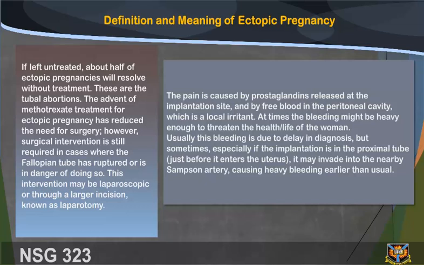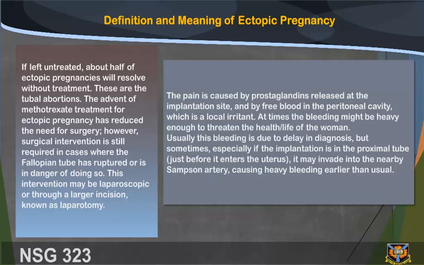The advent of methotrexate treatment for ectopic pregnancy has reduced the need for surgery. However, surgical intervention is still required in cases where the fallopian tube has ruptured or is in danger of doing so. This intervention may be laparoscopic or through a larger incision known as laparotomy.